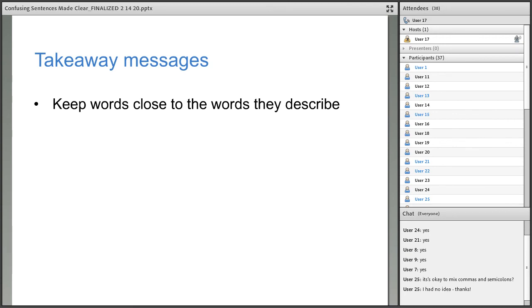So I have several takeaway messages for you to remember. Place words or phrases as close as possible to the words that they describe. Be careful with adjectives, modifying phrases, and pronouns, and verify that they refer to the intended word.